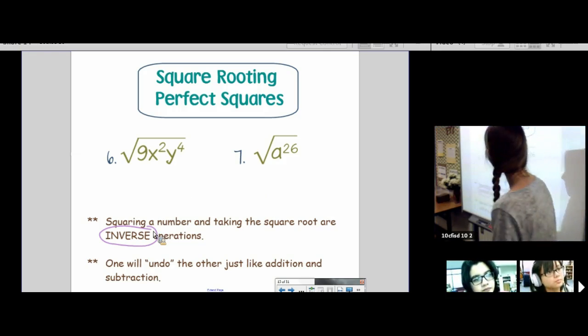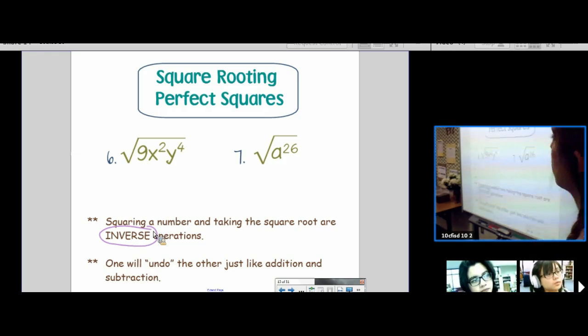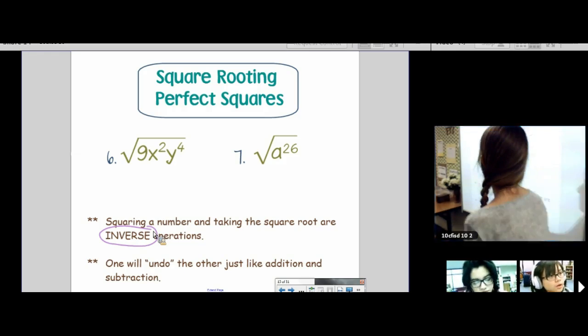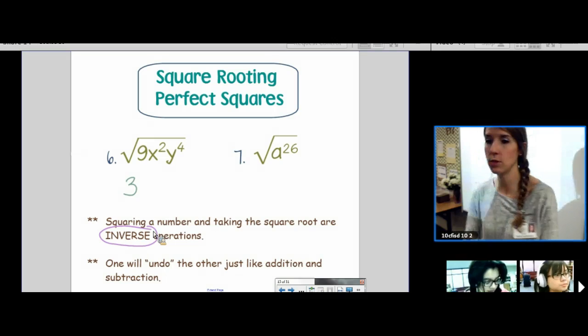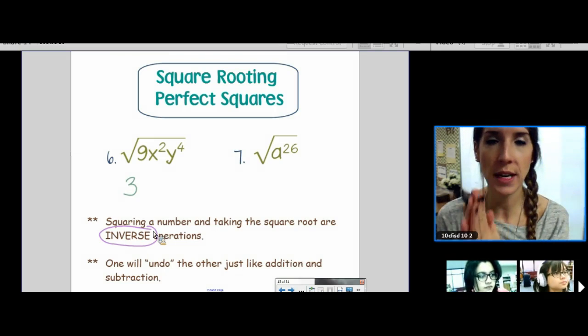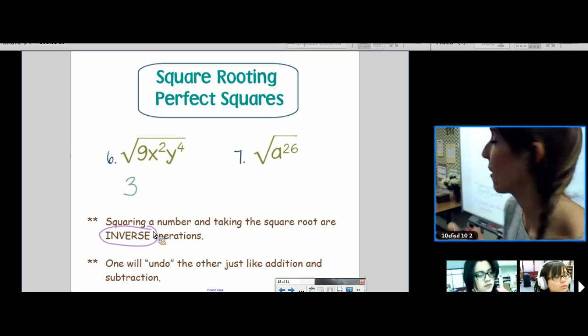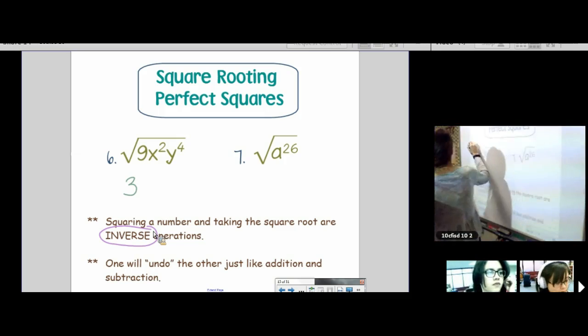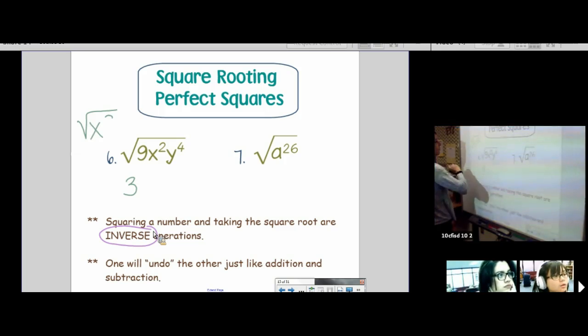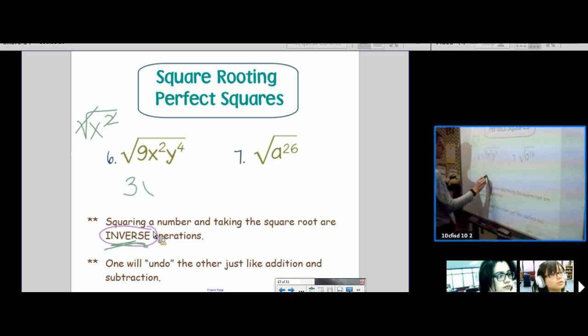All right. So the square root of 9 is 3. What we can do is we can square root each term individually. You're allowed to do that. The square root of x squared. Now those are going to undo each other. Undo. Like that. That's what I was talking about down here. So the square root of x squared is just x.